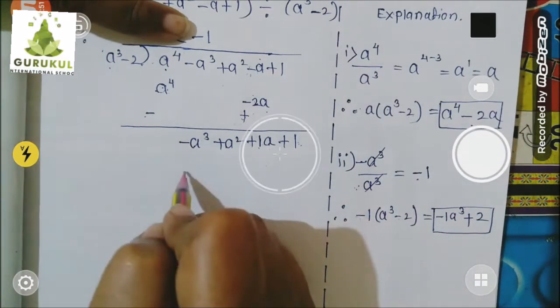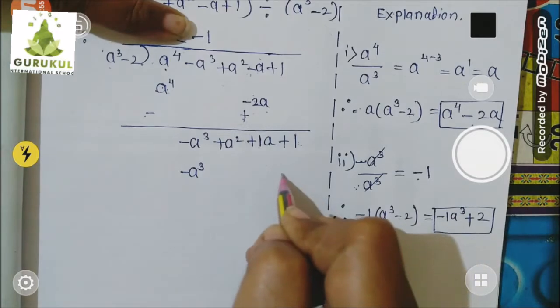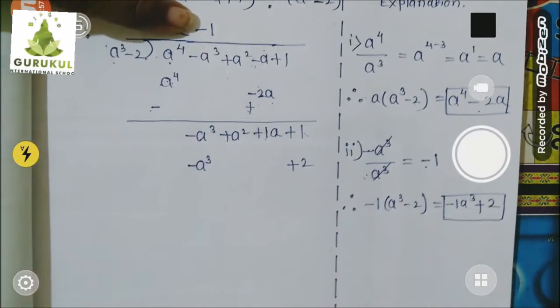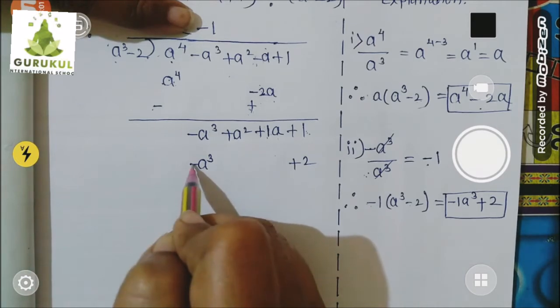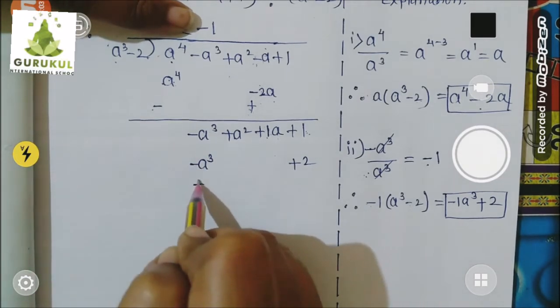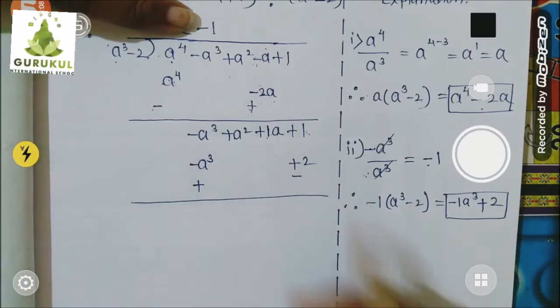I will write below this. And plus 2 I will write below constant number. And then we will start for subtraction. Now this second term minus a cube becomes plus. Plus 2 becomes minus. And then subtract it.